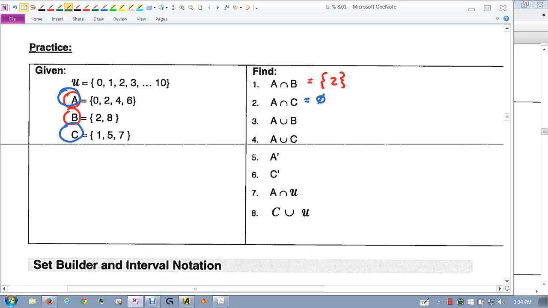How about A union B? So it's both those together thrown all into a big pot, and you get 0, you've got a 2, you've got a 4, you've got a 6, and you have an 8, don't you? What's A unioned with C? 0, 1, 2, 4, 5, 6, 7. Any questions?